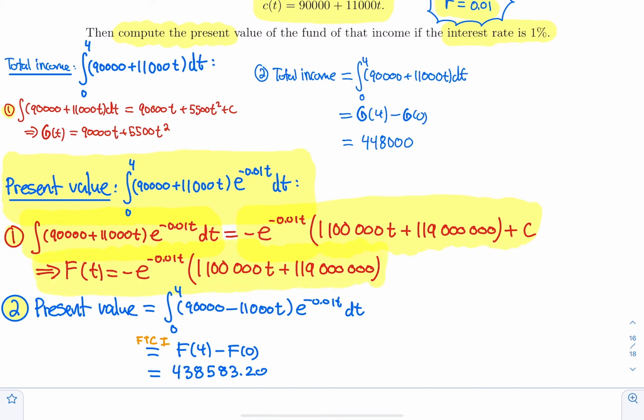So if you want the present value, now you need to integrate between 0 and 4. By using the first fundamental theorem of calculus, big F at 4 minus big F at 0, you can double check that. This will give you $438,583.20. So you don't need as much money, you can have a little bit less, because as you're giving away money, you're still making money on the money that you have in your bank account. So that's the present value that you need if you want to give away that total income computed with the first definite integral.